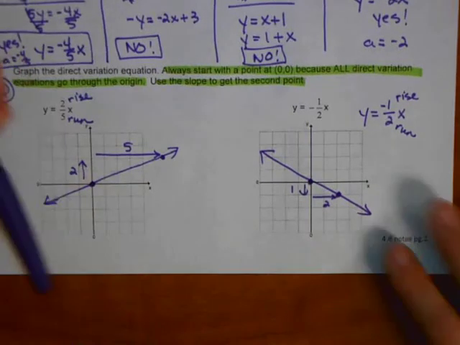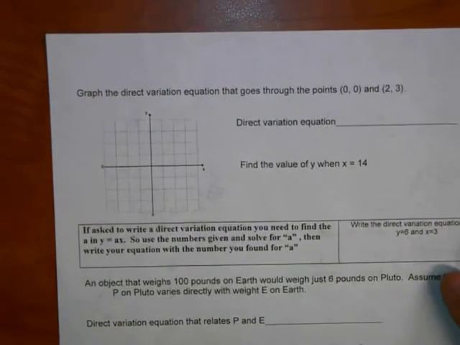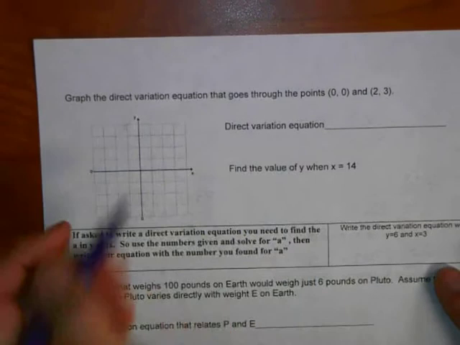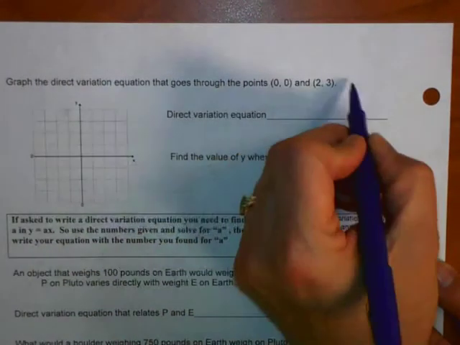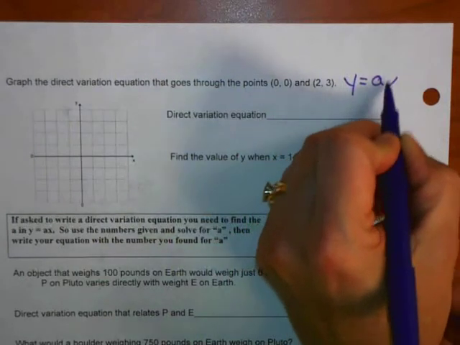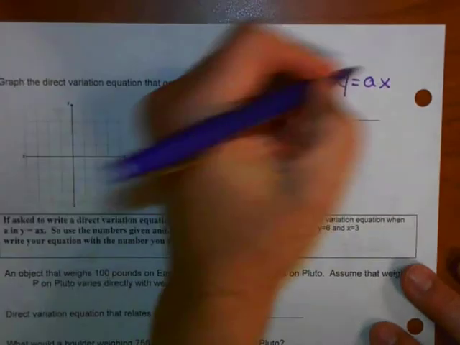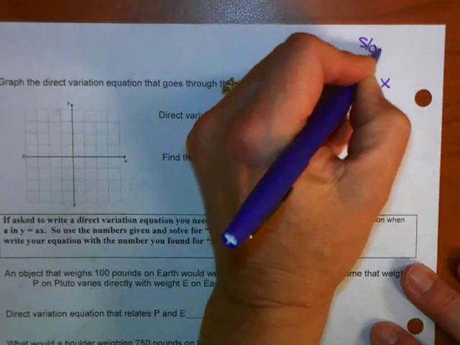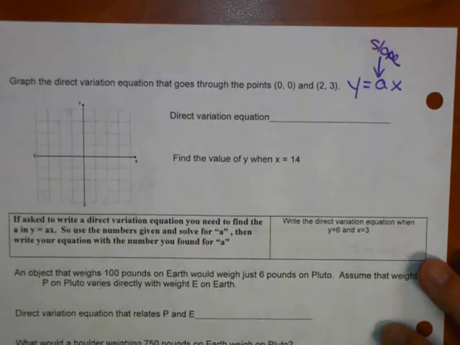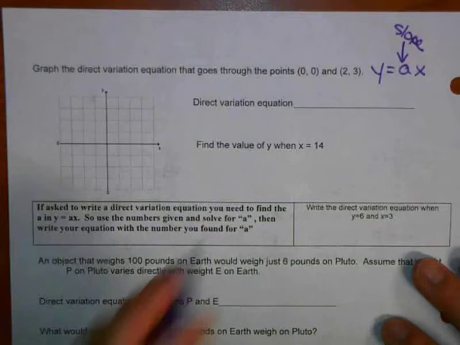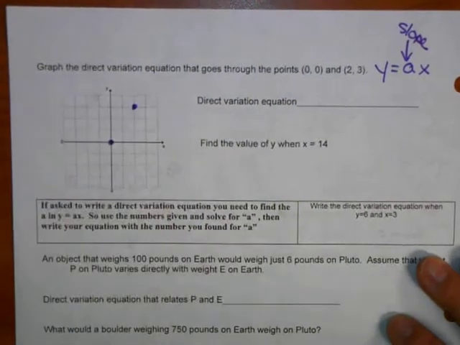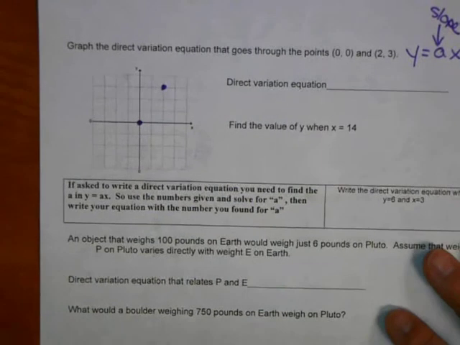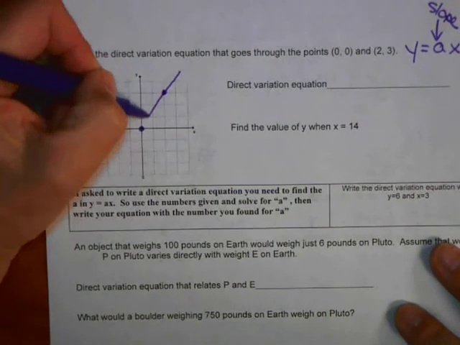Okay, so these two things. Now we're going to apply some of this stuff. Graph the direct variation equation that goes through these points. Now remember, here's the general equation for direct variation. And this is just the slope. So let's plot these points. 0, 0, over 2, up 3. Connect them.